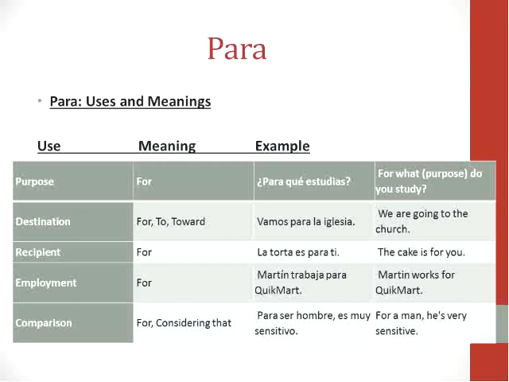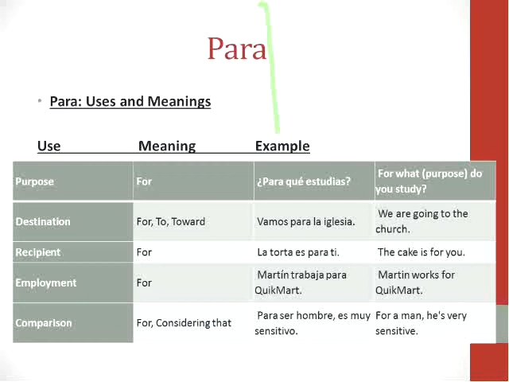Okay, here are a few common uses for para. As we said before, when you're talking about destination, going towards something. Here's an example. Vamos para la iglesia. Okay, we are going towards the church, or we're going to church, you might say.